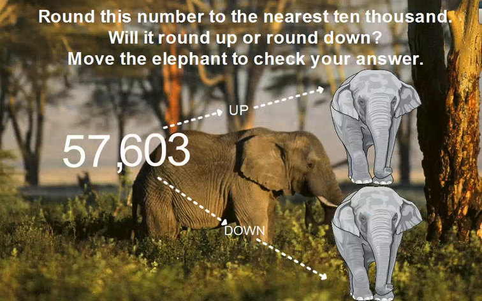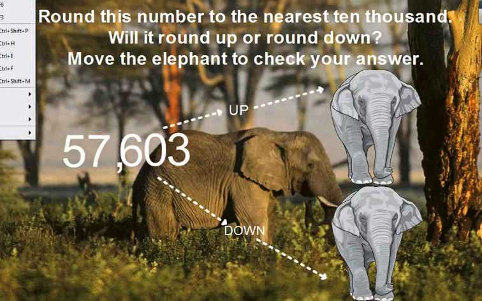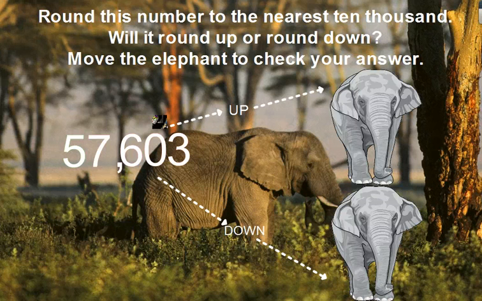So let's look at another question. If we have the number 57,603, we know that we have the ones place, tens, hundreds, thousands. So our thousands place is the 7, but our 10,000s place is the 5. And since our directions tell us to look at the 10,000s place rather than just the thousands, we're going to start with the 5. That's our number. We're going to look right next door to the thousands place, which is our 7.